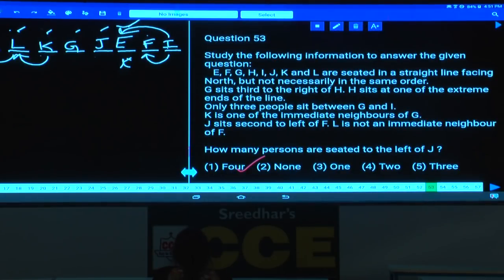Then question number 53. How many persons are seated to the left hand side of J? J is here. How many persons are there to the left hand side of G? There are 4 persons to the left hand side of G. Choice 1.